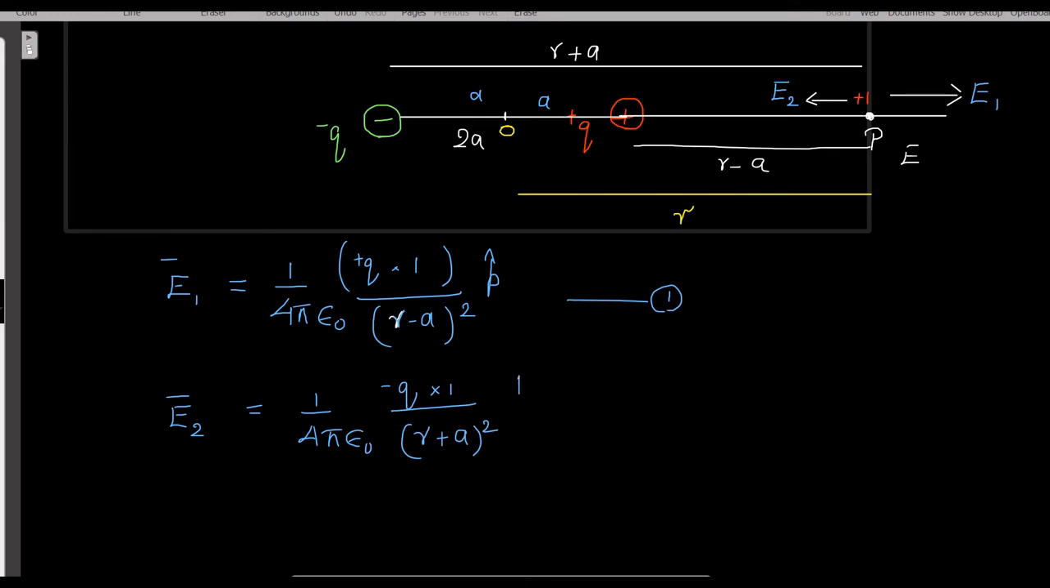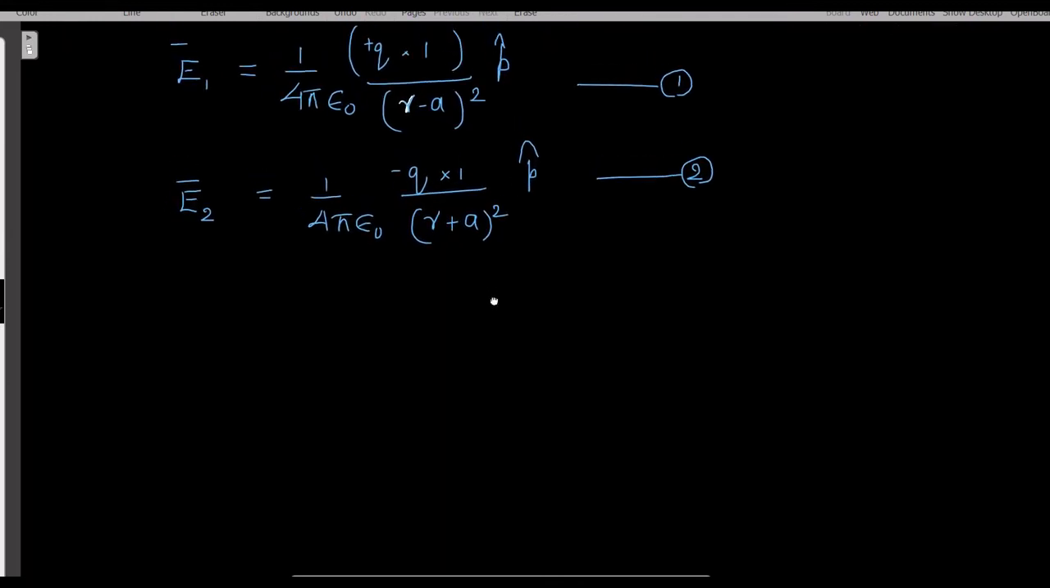Now in order to indicate the direction, I represented unit vector P. Here P is acting from negative to positive, but minus q is giving an attractive force opposite to P. That is why there is a minus P here.